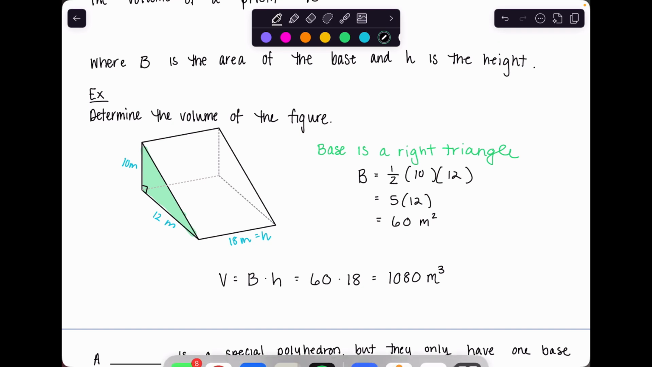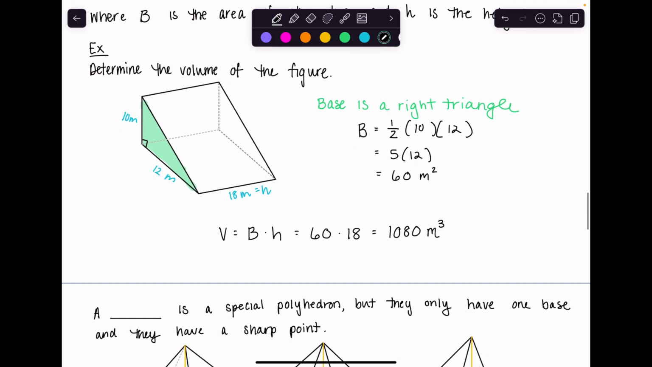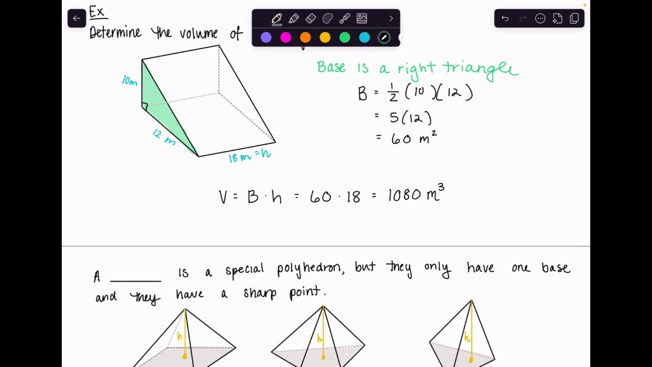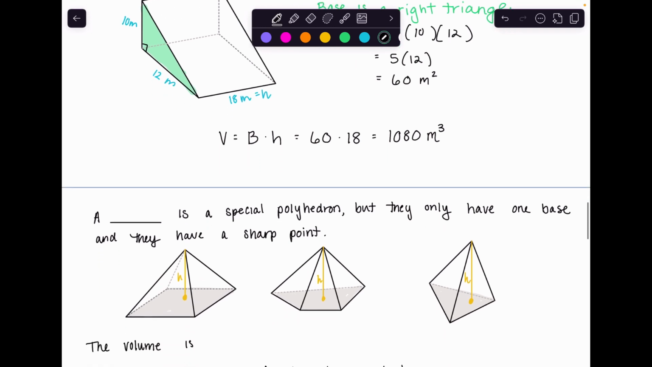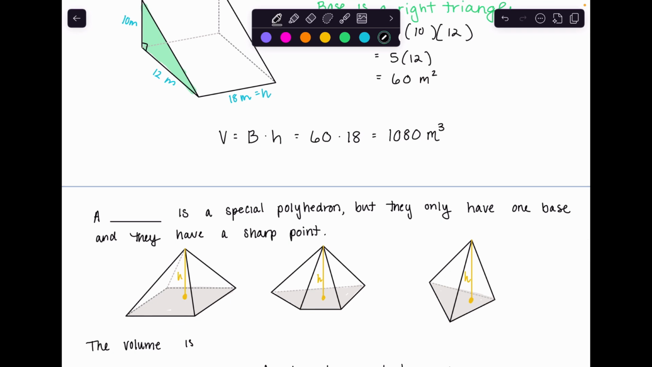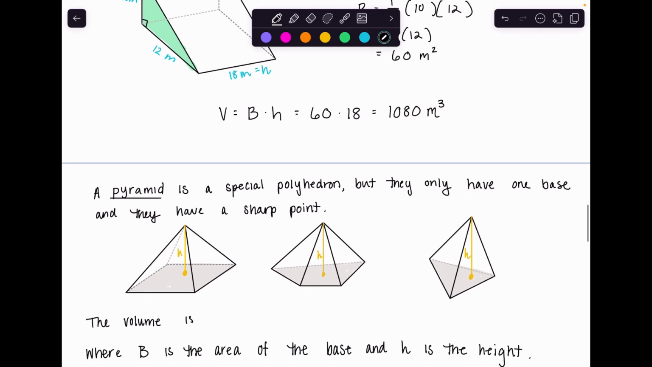The second special type of polyhedron that we're going to talk about is a pyramid. And you can think of this exactly like what we call the pyramids in Egypt. It's going to be where you have some kind of base as a bottom, but it's going to come to a sharp point. So there's no longer a top and bottom, there's a single base. So a pyramid is a special polyhedron, but they only have a single base and they come to a sharp point.